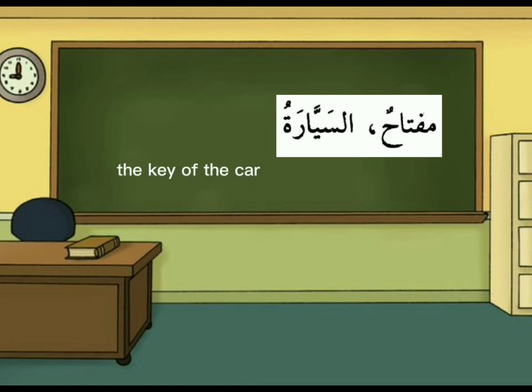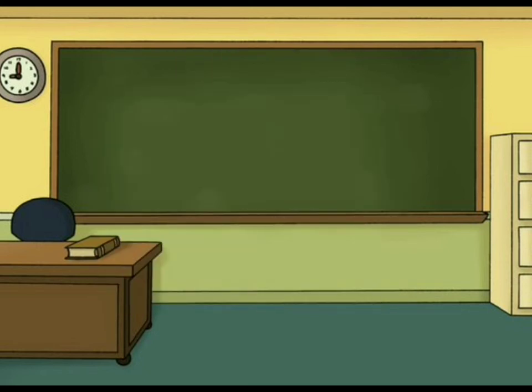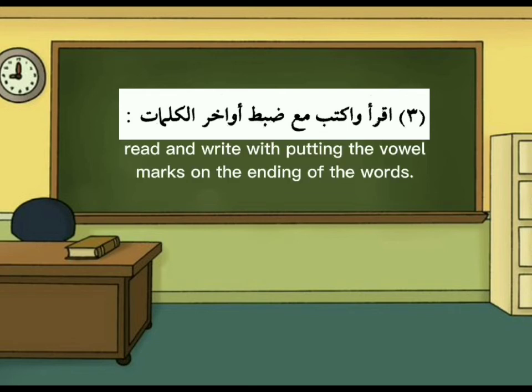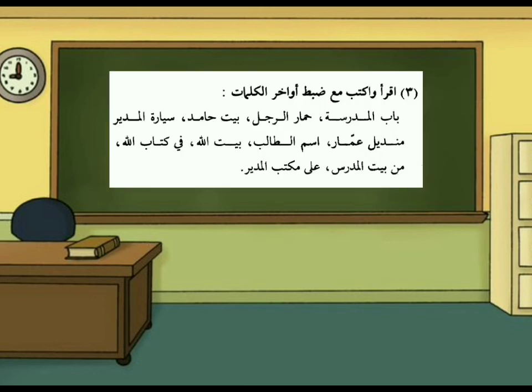So, that is how we connect two words and how we read them based on how we apply the correct vowel. Okay, so now let's proceed to our third exercise, which is Ikra waktub ma dabda wa akhiril kalimat, or read and write with putting the vowel marks on the ending of the word. This is to test if we can already connect and read the nouns or words correctly with the correct vowels at the end of them, applying what we discussed lately in our second exercise.